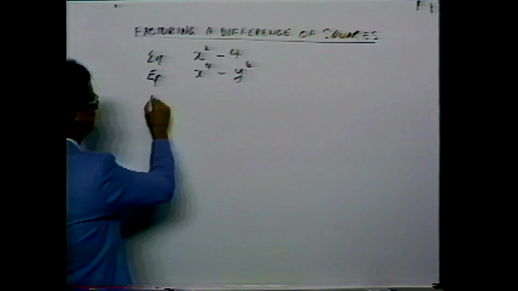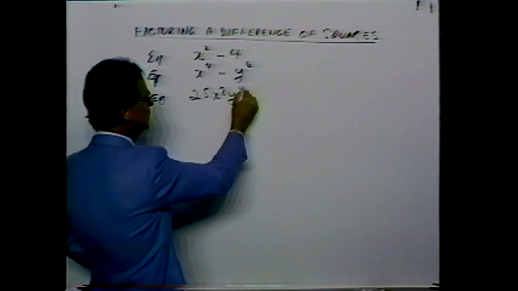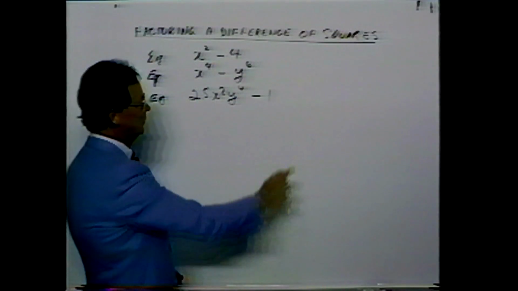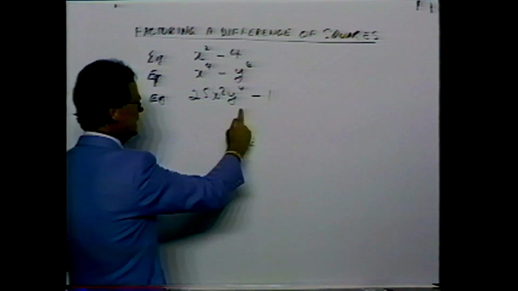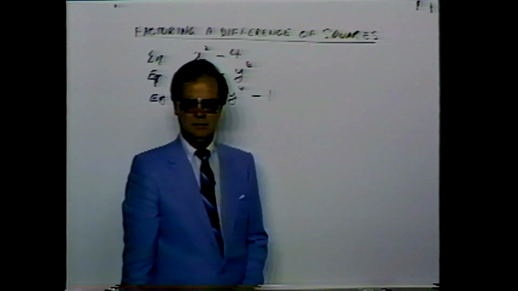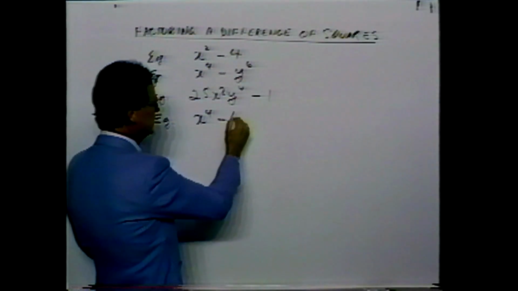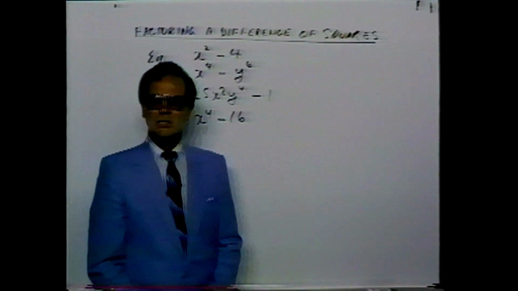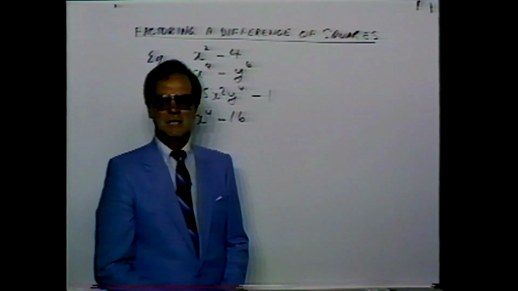Another example is 25x squared y to the 4th, minus 1. Notice again, we have the difference, the negative sign, of squares. That's a perfect square or simply a square, and so is 1. 1 is a square. Another example, x to the 4th minus 16. Each of those are obviously squares. Now I expect you to memorize a formula to factor those examples.